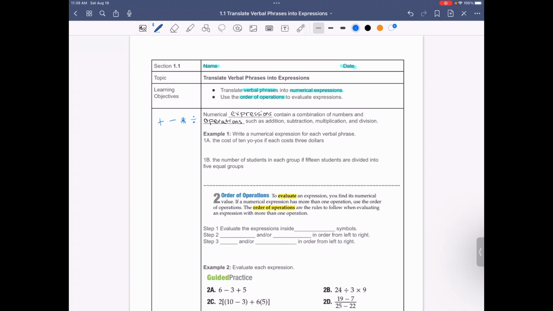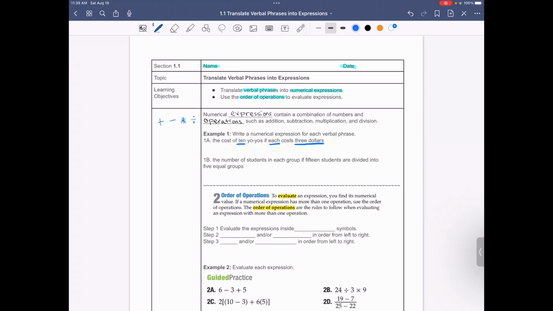For our first example, we are going to write numerical expressions for each verbal phrase, and that's right along with our learning objectives. 1A is saying we have the cost of 10 yo-yos if each costs $3. The cost of 10 yo-yos, so I'm going to underline 10. And each costs, so each is $3. How could we translate that into a numerical expression?